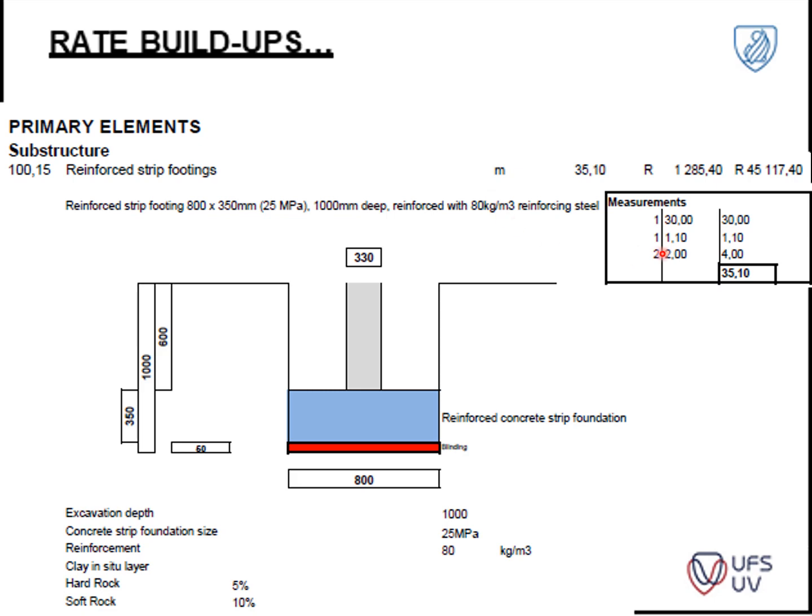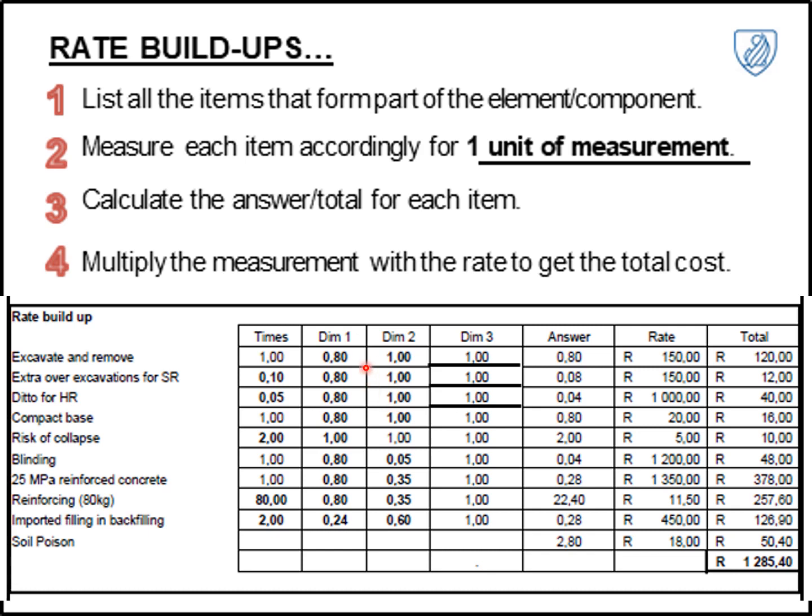This is just the measurements, just the front end of your estimate or measurement. But to get your rate, we have to look at the following. List all the items that form part of the element or component. Measure each item according to the unit of measurement, and then calculate the answer for the total. The main thing is you're just taking the items that you need to include in your estimate and converting them to a per meter rate. Here you will see the 1,285 Rand as the rate that you used in the previous slide.